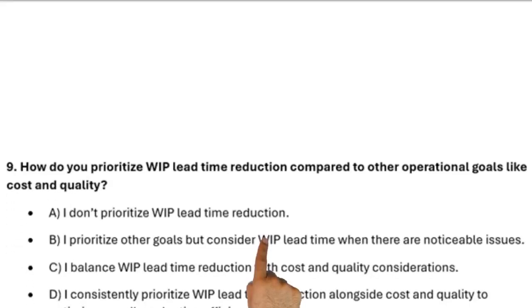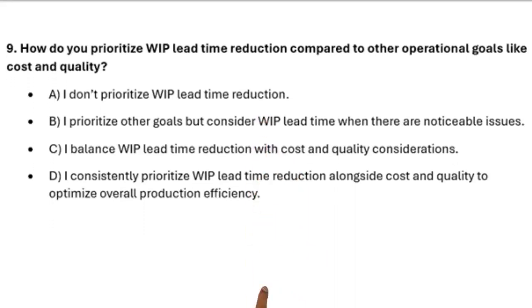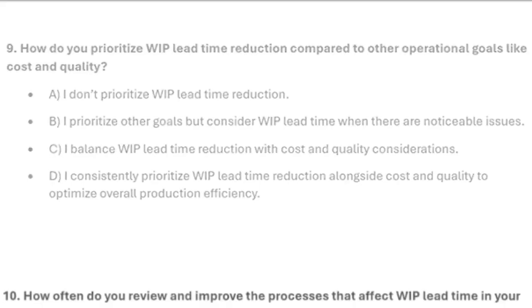9. How do you prioritize WIP lead time reduction compared to other operational goals like cost and quality? A. I don't prioritize WIP lead time reduction. B. I prioritize other goals but consider WIP lead time when there are noticeable issues. C. I balance WIP lead time reduction with cost and quality considerations. D. I consistently prioritize WIP lead time reduction alongside cost and quality to optimize overall production efficiency.